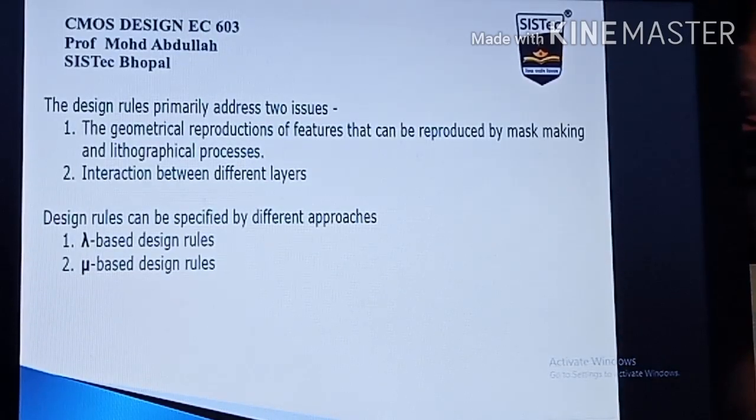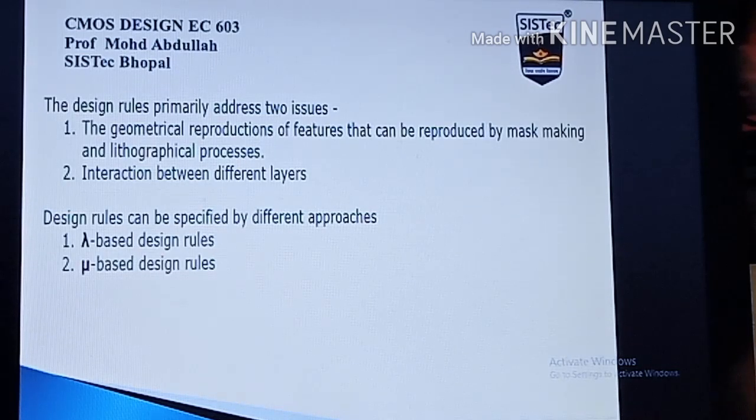Then the design rules primarily address two issues. First of all, the geometrical reproduction of the features that can be reproduced by the masking and lithographical process, and second is the interaction between the different layers. So it is clear that the design rules will help you with the interaction between the different layers designed during the CMOS process, the bipolar process or the hybrid technology process. Now we will discuss the different types of design rules that are used in industry.